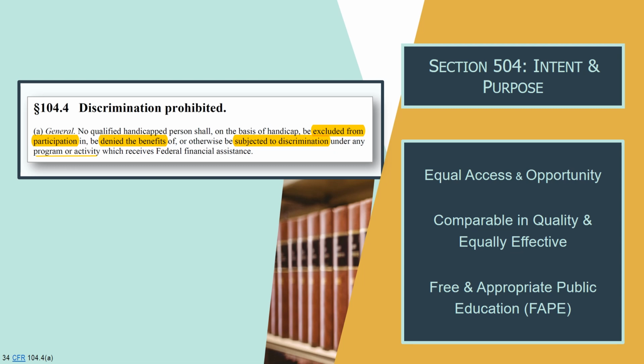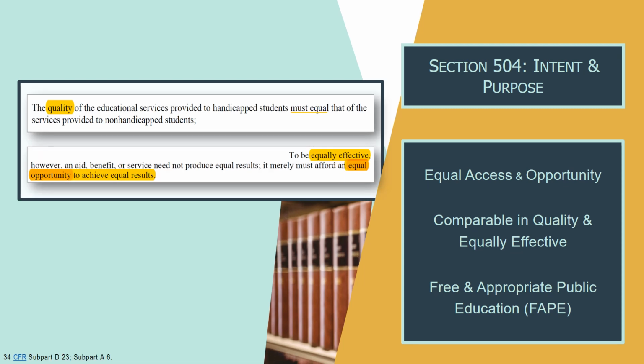Now, Section 504 also ensures that students are provided equal access to benefits, educational programming, and activities that a school system provides. It ensures equal access to an education comparable in quality or equally effective to that of students without disabilities. Section 504 seeks to make sure that the access of students with disabilities to educational programs is similar to their peers. In education, Section 504 is concerned about securing an equal opportunity for students with disabilities to achieve equal results as students without disabilities.